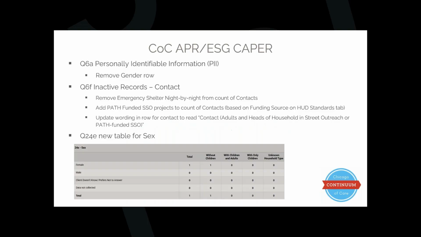Okay, so the first report we're going to talk about is the APR and the ESG CAPER. So these two reports are very similar. They share a lot of the same questions. So the first question that's going to be updated is question 6A, personally identifiable information. So this table actually is going to remain the same. The only thing that's going to change is that they're going to remove the gender row from the table.